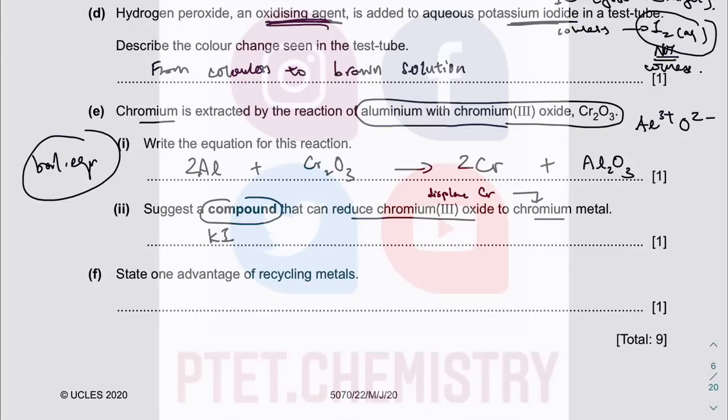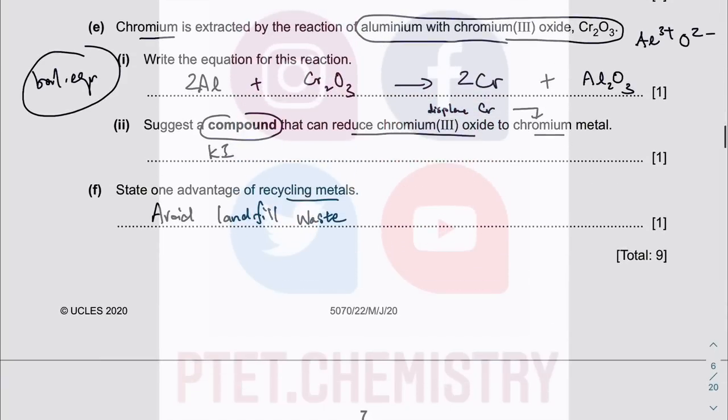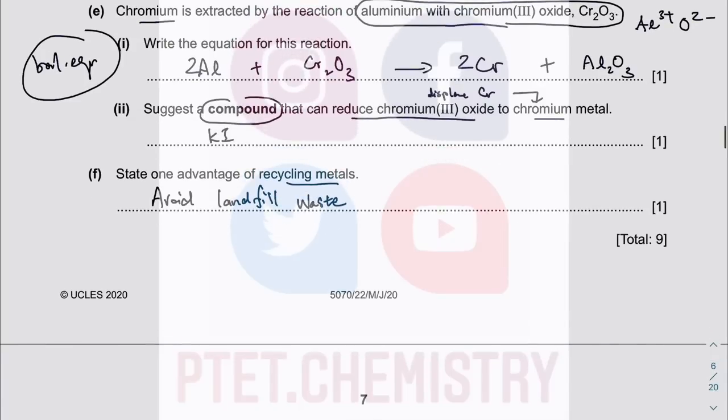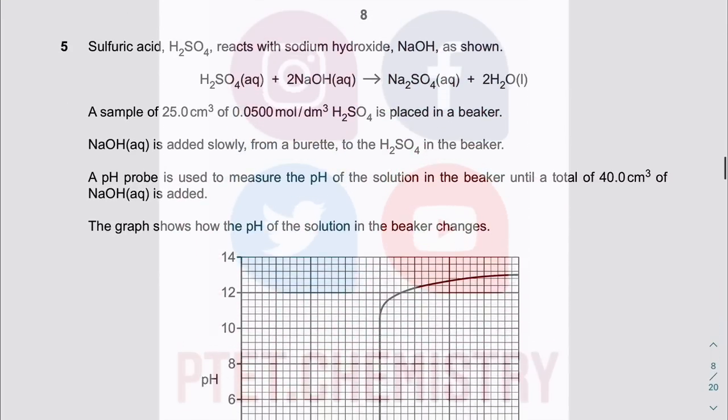Potassium iodide. Next, advantage of recycling metals: avoid landfill waste. So instead of it going to waste, you can avoid the landfill waste. Basically all that disposal of rubbish and stuff, and obviously extraction of metals. In this case, you don't need electrolysis, but where you need electrolysis, it's going to cost you a lot of energy as well. So that's why we recycle aluminium, because the extraction of aluminium is very energy intensive and costs a lot of money, obviously.